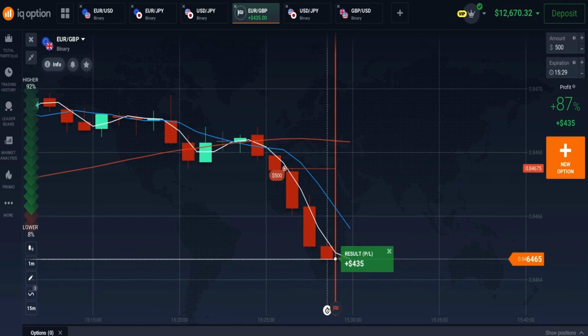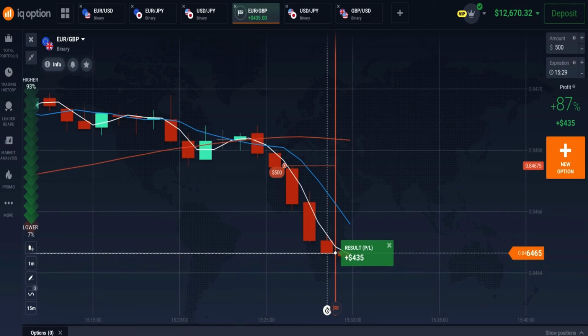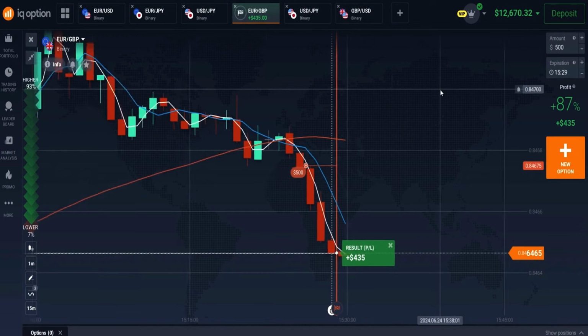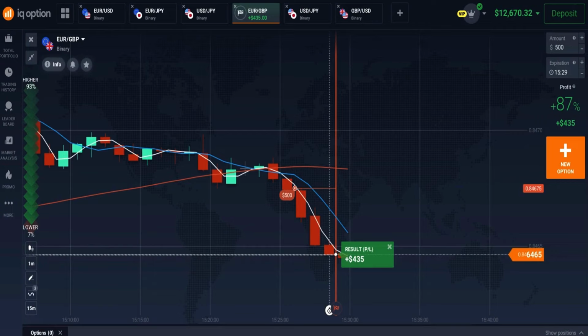And there you have it. The trade is closed, and as you can see, the price moved in our favor, resulting in a winning trade. This is a great example of how this strategy can help you make consistent profits when applied correctly.